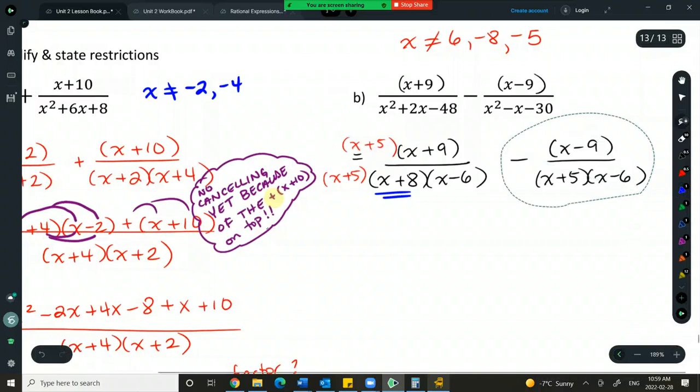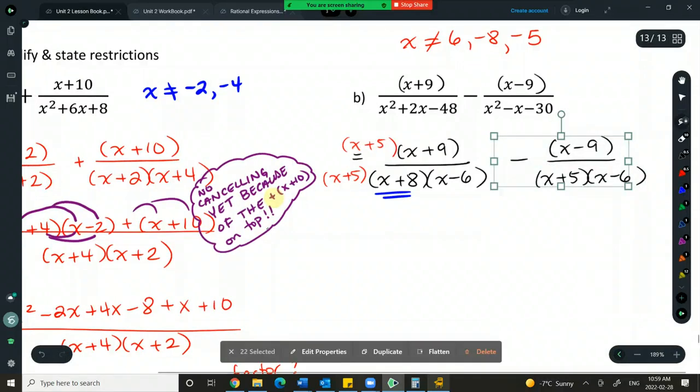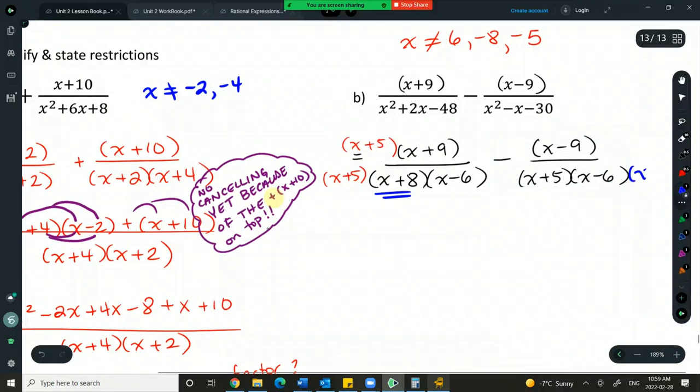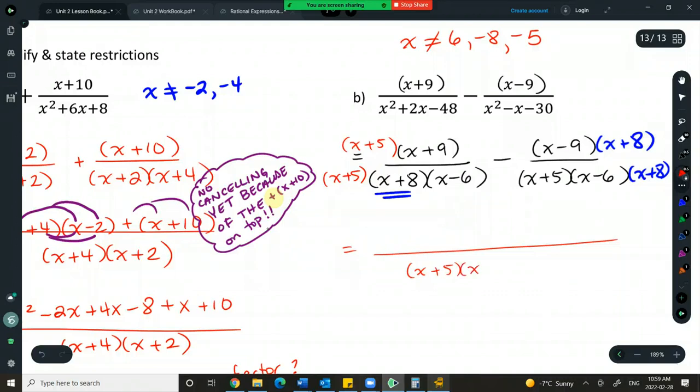And then this side has an x plus 8, which the right side is going to need. So let me actually move this over a tiny bit. So I need an x plus 8, and whatever I do to the bottom, I must also do to the top. Those are multiplied, right? Those are multiplied. Okay, merge into one fraction. Keep the denominator, and we're going to put those numerators together.